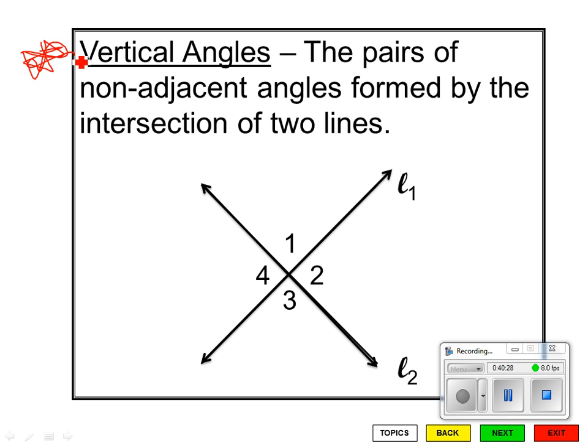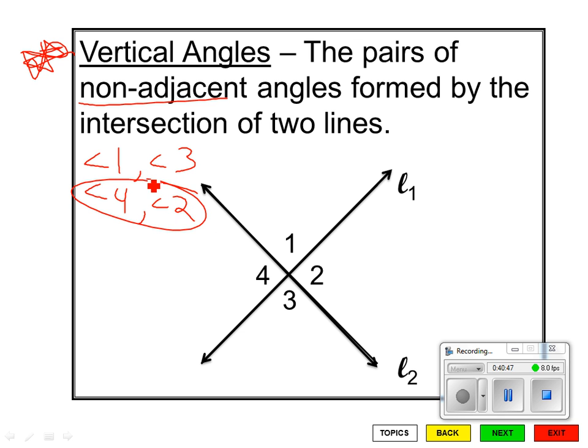What do you think non-adjacent means? Don't share a side. They're not right next to each other. So in this picture, which angles are vertical angles? 1 and 3, 4 and 2. That's one pair of vertical angles. That's another pair of vertical angles.